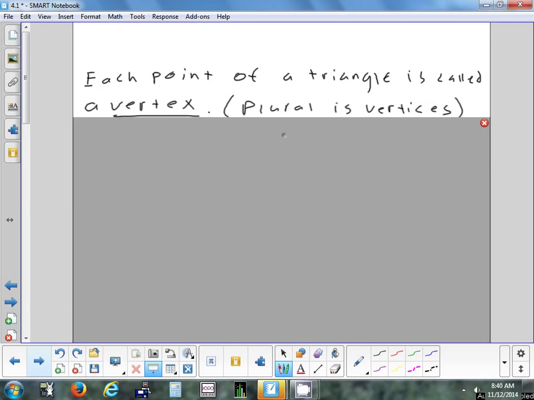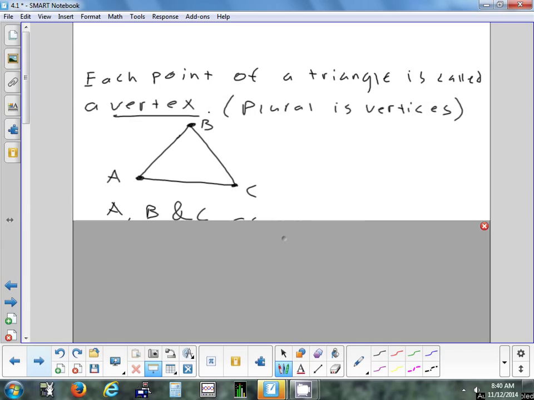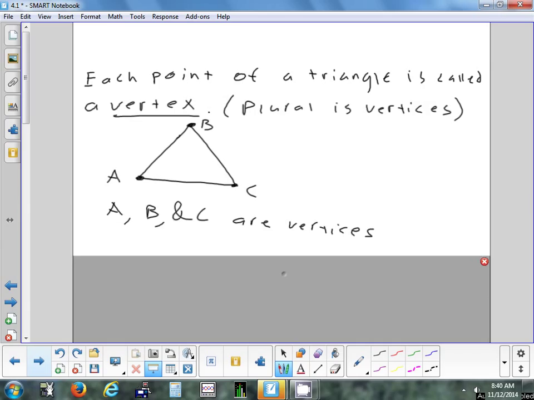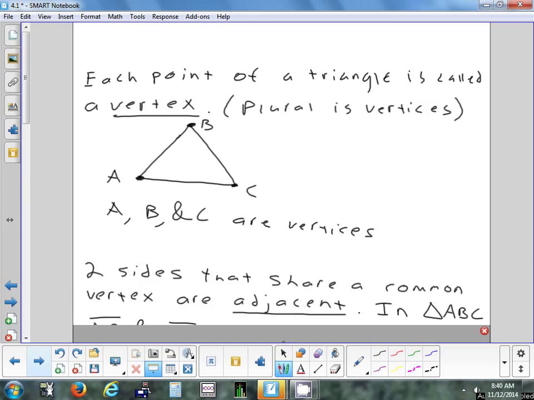All right, so each point of a triangle is called a vertex. It's kind of like the three points on the triangle. Those are called the vertices, if you make it plural. So A, B, and C are your vertices. If you have two sides that share a vertex, we say that those sides are adjacent.